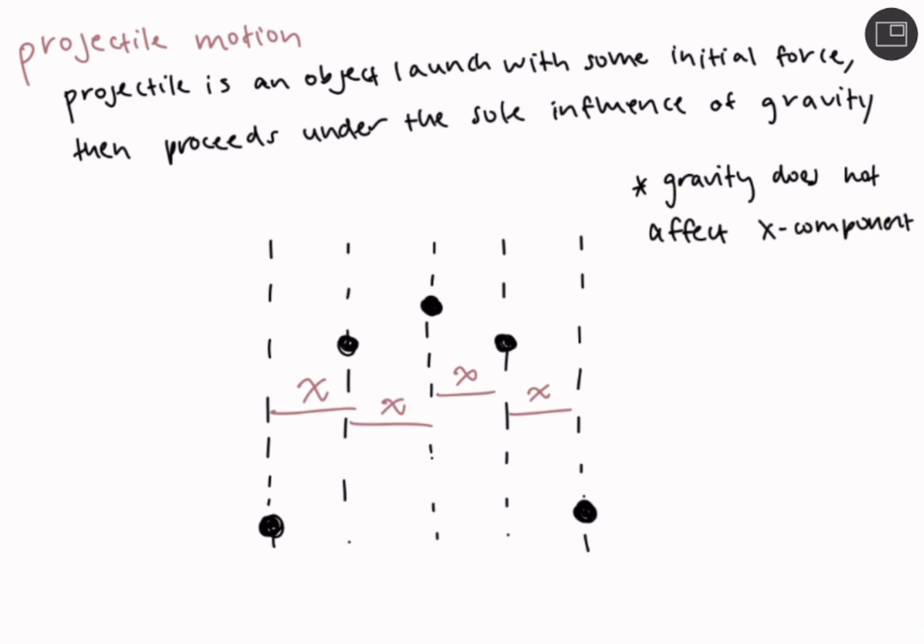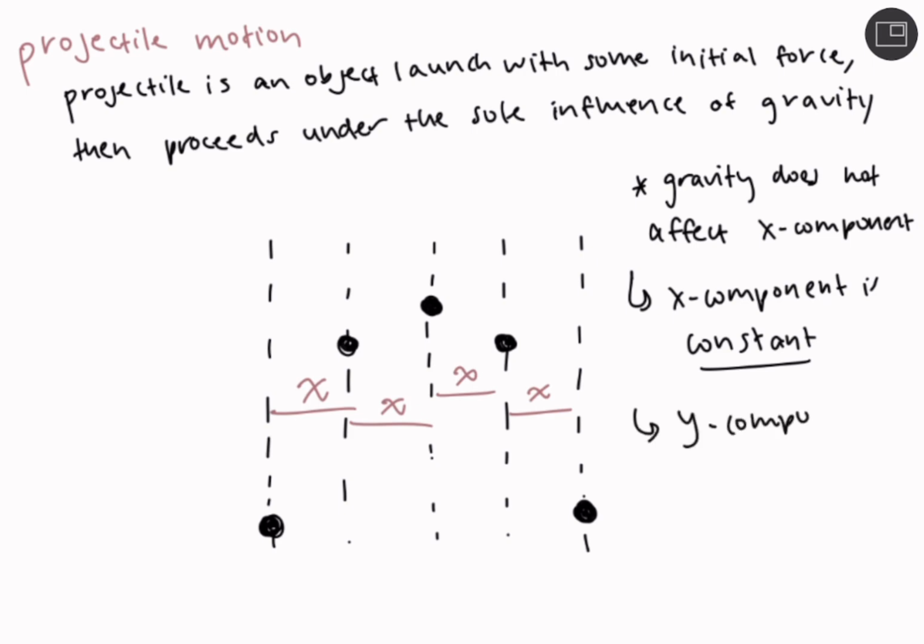So we can note that gravity does not affect the object's motion in the x direction. And that makes sense because, as you remember from the first unit, gravity has a force that accelerates 9.8 meters per second downward, so it really should only affect the y component. In other words, we can say that the x component is constant. And we can say that the y component has a constant acceleration downward, which is g.